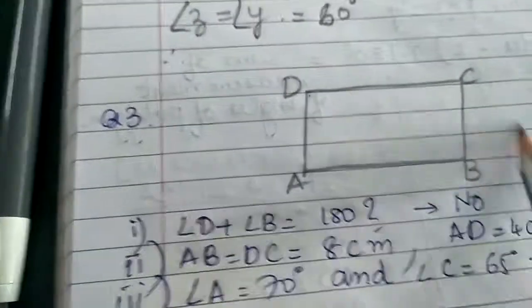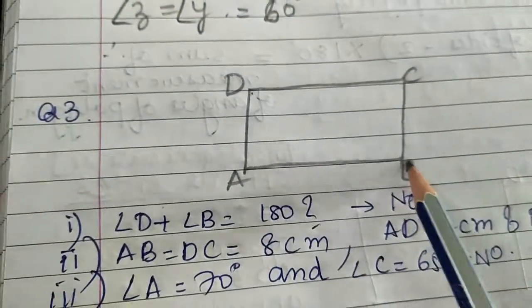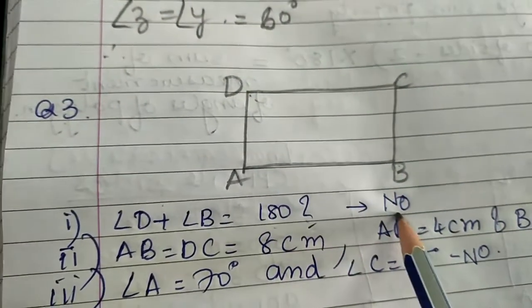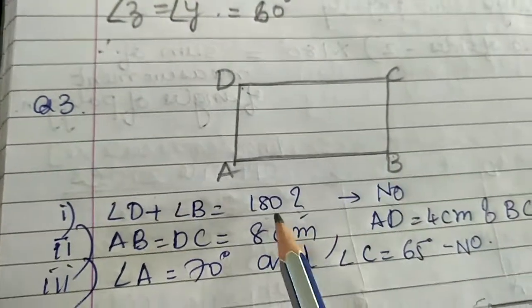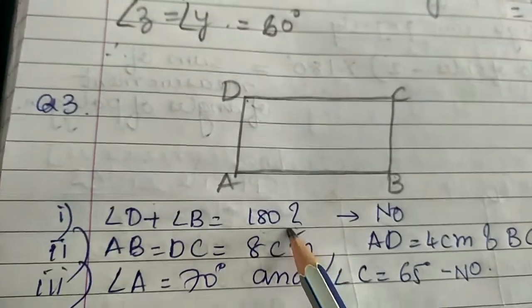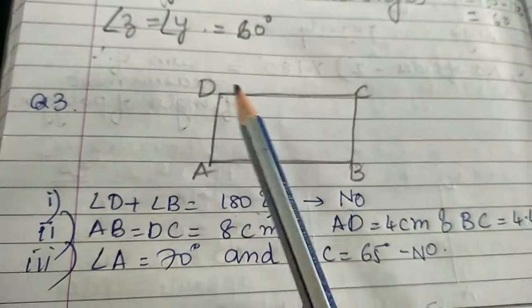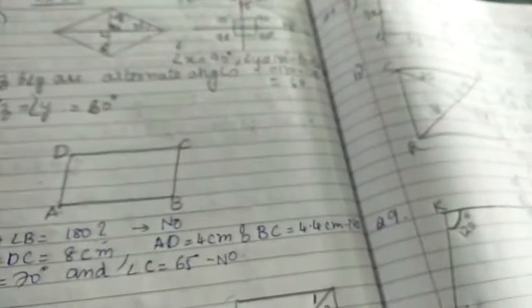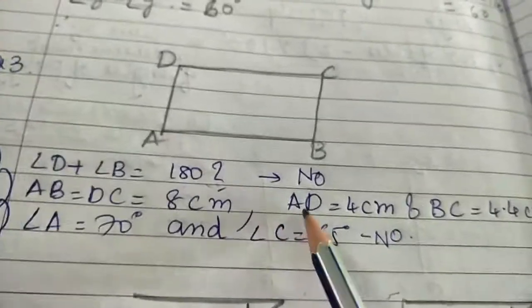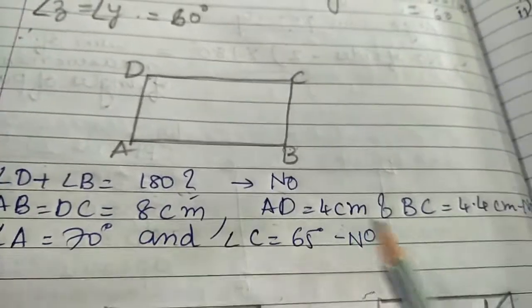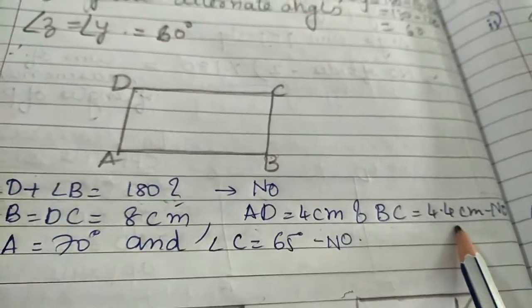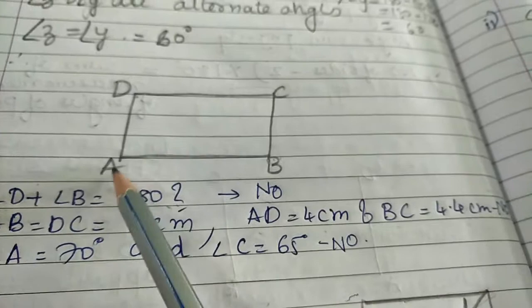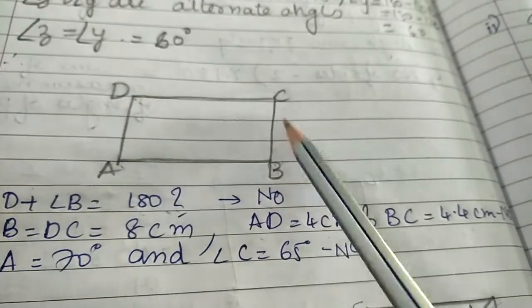If you see this, angle D plus angle B, can it be equal to 180? No. Opposite angles are equal, but we don't know whether it will be 180 or not. Similarly, AB plus DC is equal to 8 centimeter. Yes, that is possible. Plus AD is equal to 4 centimeter, BC is equal to 4.4.